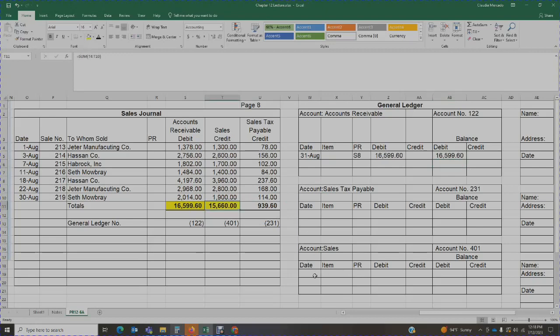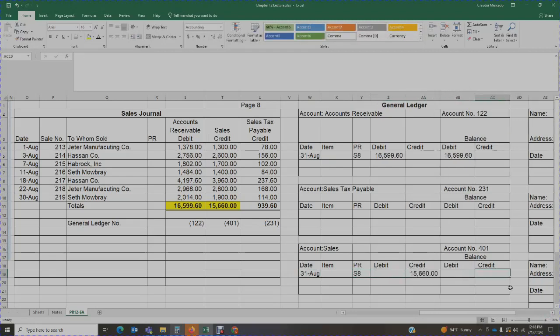Okay, and I'm going to record on August the 31st, from Sales Journal 8, a credit of $15,660. The normal balance for my sales should always be a credit, so I've got $15,660. Then I'm going to post to my sales tax payable on August the 31st, from Sales Journal 8. I'm going to post a credit of $939.60, and that is going to be transferred over to my credit balance of $939.60.